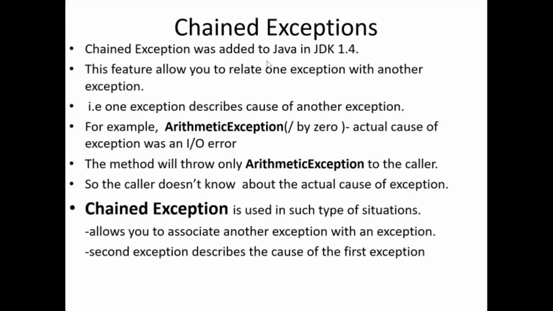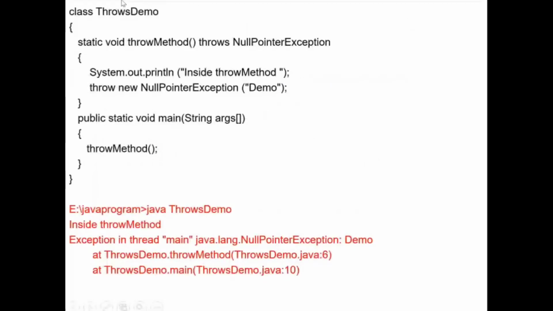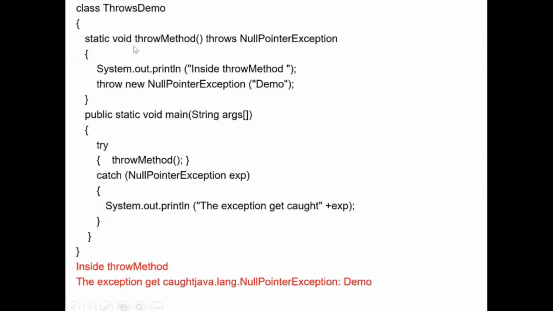Chained throws keyword. We have seen the throws keyword here, but I forgot to tell you something. In this function, I am writing throws NullPointerException. That means this method, in the function prototype, not a function prototype actually, here.